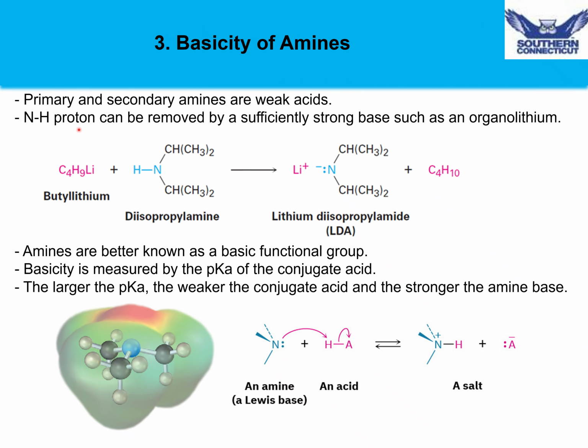Primary and secondary amines are considered weak acids. If we use a strong enough base, we can remove the nitrogen to hydrogen proton. For example, an alkyl lithium like butyllithium can remove the hydrogen on diisopropylamine to form a base that is very useful in organic chemistry called LDA.